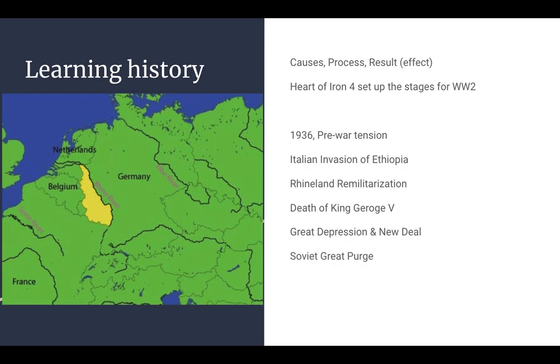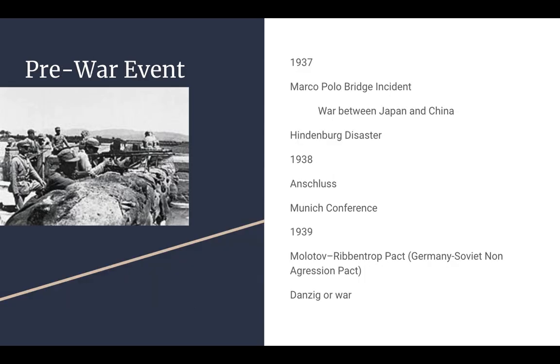In 36, the violent remilitarization can be described as the far cause of the war. In 37, the Marco Polo Bridge incident happened, and we saw the war between Japan and China break out. In 38, we have the Anschluss, when Germany annexed Austria, and in 39, the war actually began.